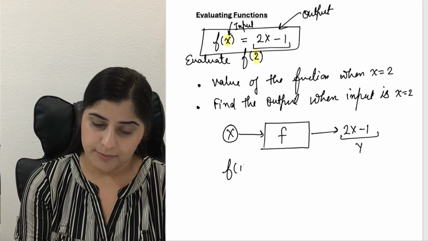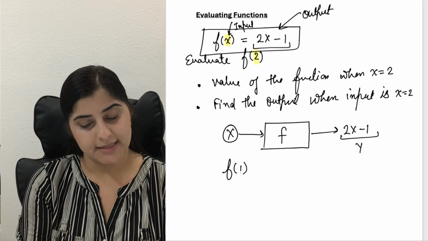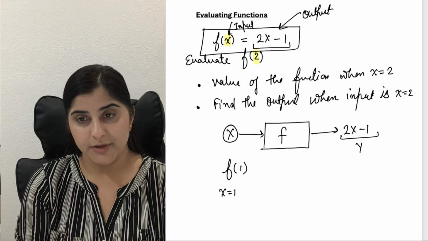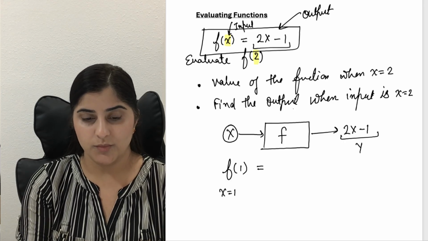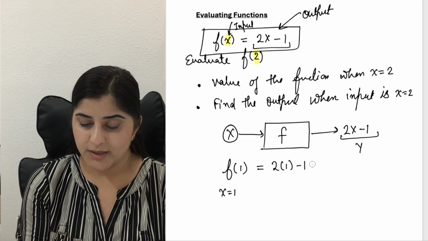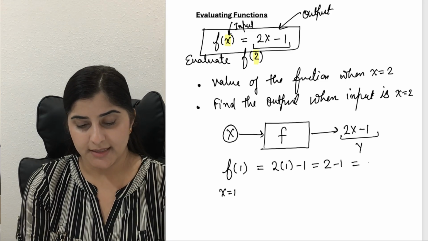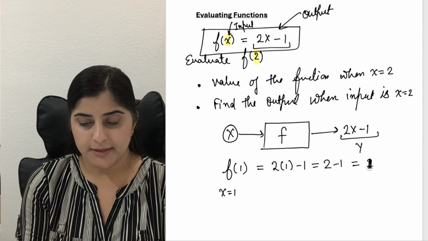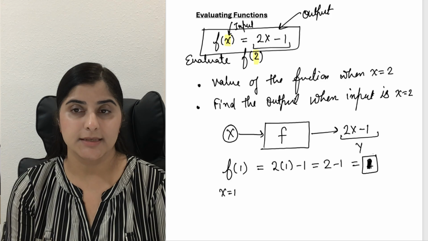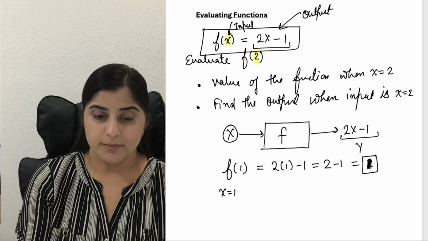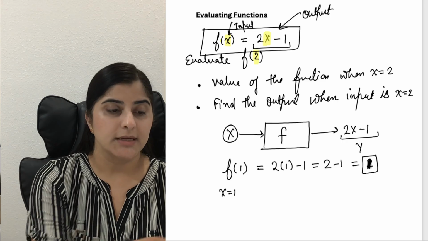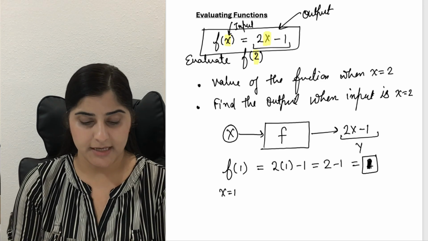So if you input 1 in this function, x is equal to 1. So what we have to do? We have to replace x with 1 here. So you get 2 times 1 minus 1, that is 2 minus 1, that is 1, sorry. So that means the output is 1 when you input 1 in this function. In other words, we are replacing x with the given number every time.